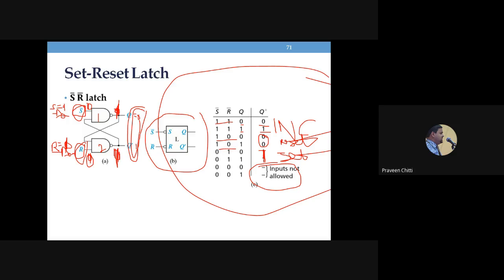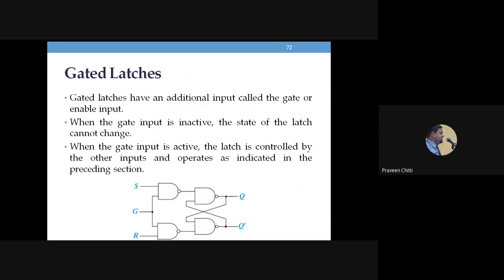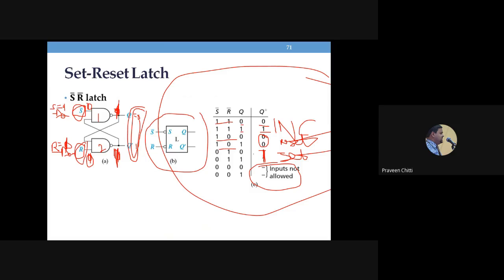So after knowing the SR latch using NOR gate and NAND gate, now we should be able to have what is called a gated SR latch. Now there is no change in the previous circuit and this. This is the circuit we have.